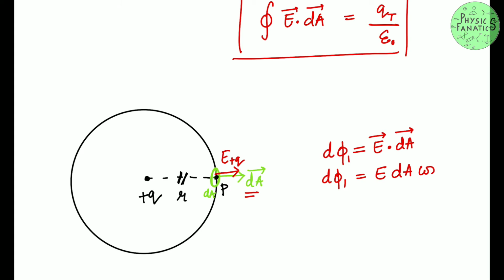And here you guys can see the angle is 0, because both your area vector and your electric field are making an angle of 0 degrees. So I can write E dA cos 0, and we all know cos 0 is 1. So d phi 1 is equal to E times dA. That is my equation number 1.